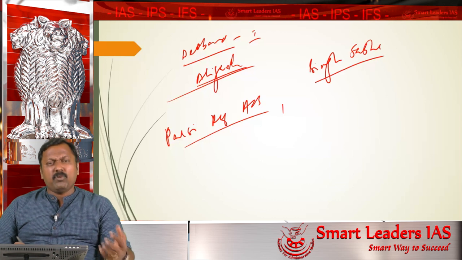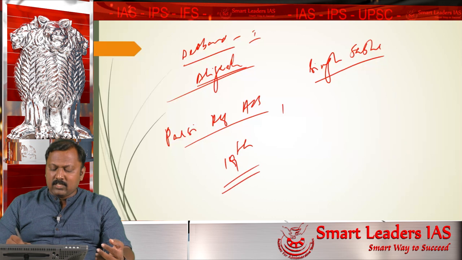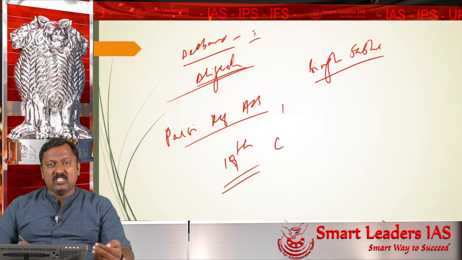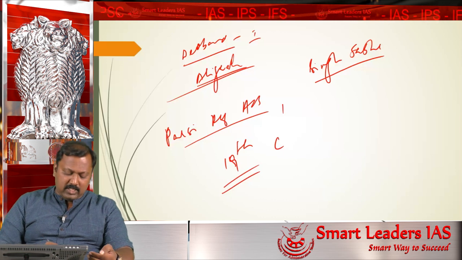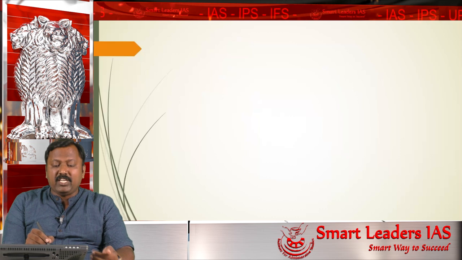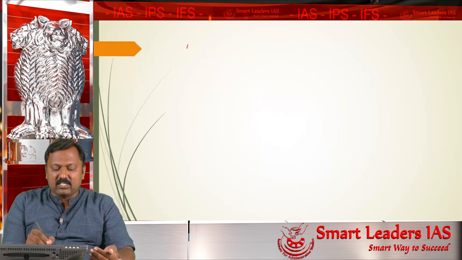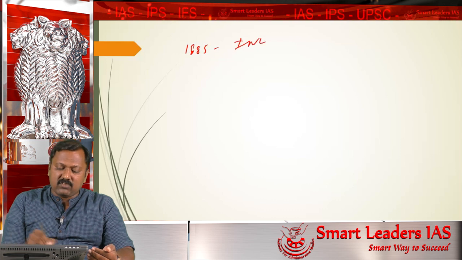Like this, n number of movements happened in the 19th century. Sometimes historians call the 19th century the century of socio-religious reform movements. These movements were responsible for creating a political awakening and the emergence of nationalism. As a result, in the year 1885, the Indian National Congress was founded.